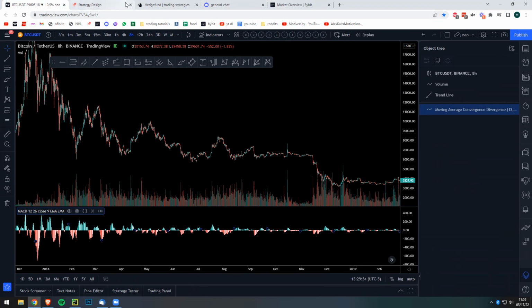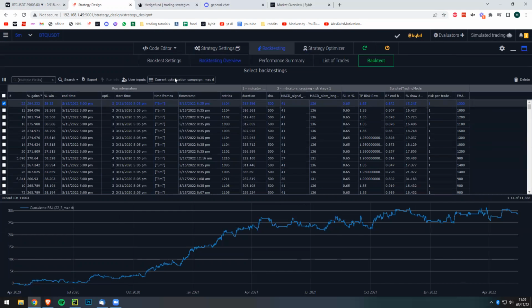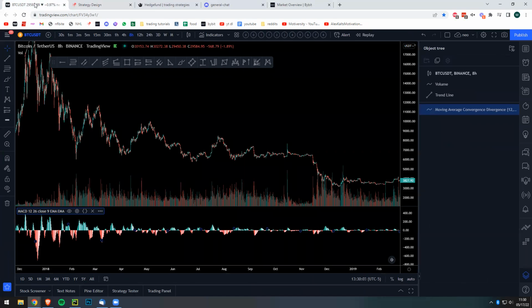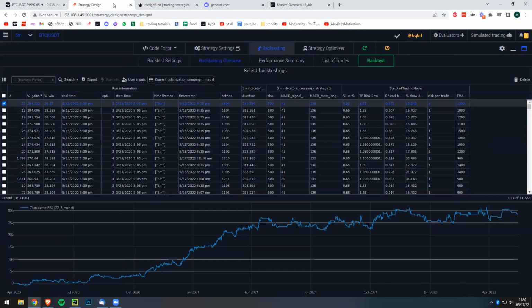So that's what our bot does. It runs through all these different settings, and then it tells us, through the backtest, which is what you should be doing. You should back test this strategy and any strategy that you find on YouTube for that matter. You always have to back test it, but that's what we do here automatically.